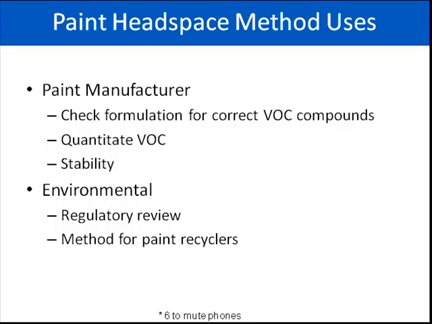For the environmental issues, in terms of a regulatory review, for example, REACH in Europe is restricting what some samples can have in it. So this would be a way to determine if outlawed compounds were in the paint. It also could be a method for paint recyclers who take a look at the paint. If it had, for example, maybe benzene in it from a really old paint sample, they'd have to dispose of it in some other manner than what they're currently using.